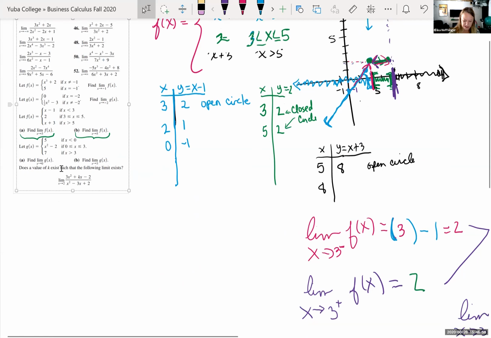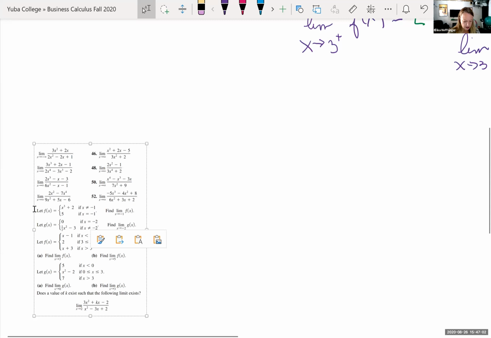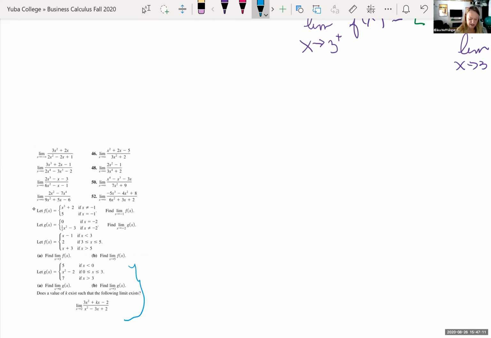Just helps me to pull it down so I don't have to go back up and refer to it. Okay, so I'm looking at this last one. Let's look at this. So we're given that g of x is our function.